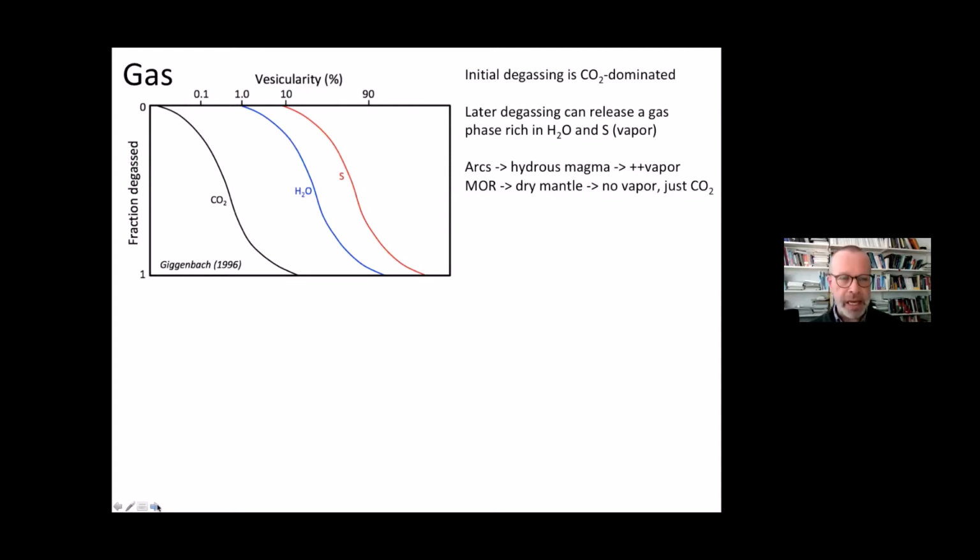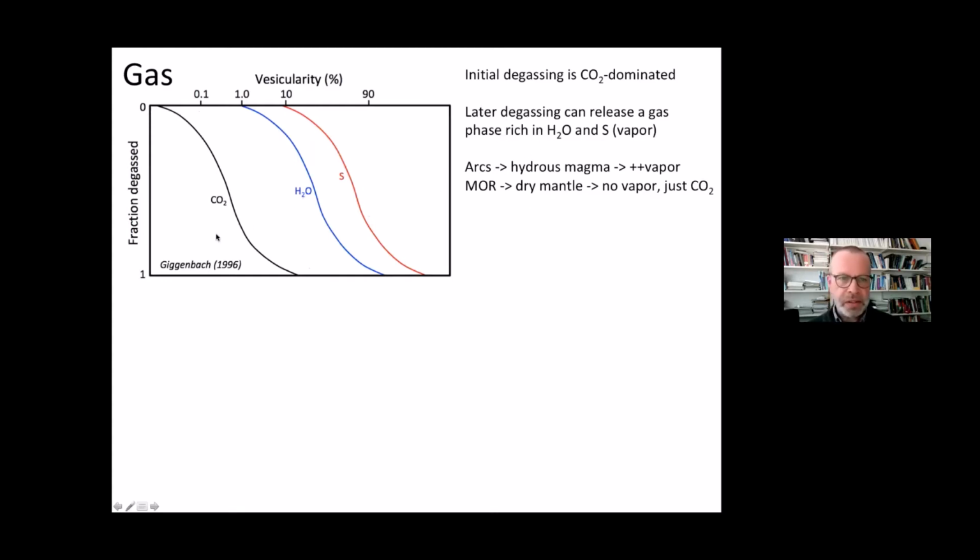Let's talk about gas next. The first thing we need to know is that the gas that comes off a magma, not all the gas comes out of the magma at the same time. And again, this is from one of Werner Giggenbach's papers that shows very nicely that if you degas a basalt, first the CO2 comes out, then the water comes out, and then the sulfur comes out last.